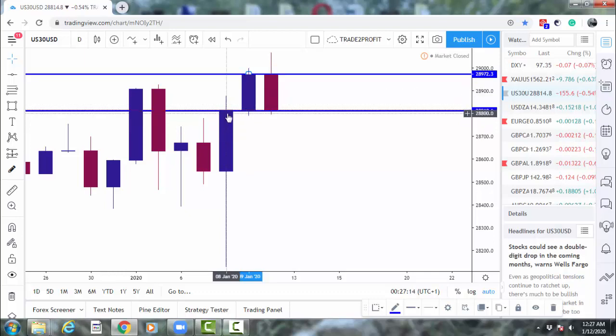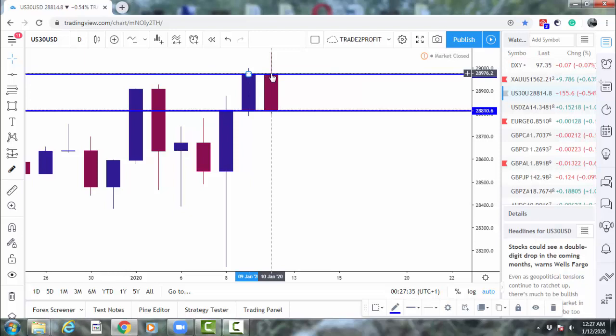Now, take a look at this. This candle right here opened here, right? It opened here, pushed all the way up, and then what did it do? It closed right here, right? And then when it closed, the next candle following opened here.